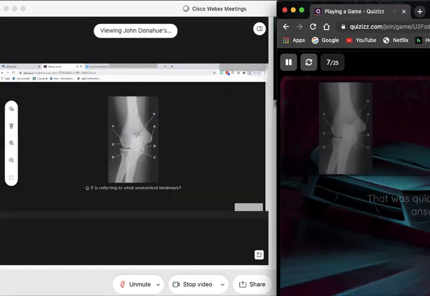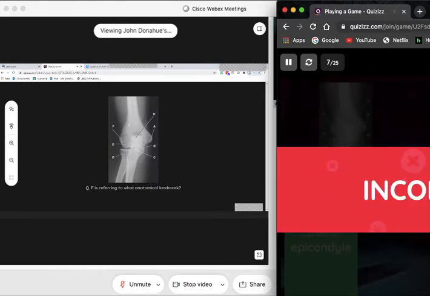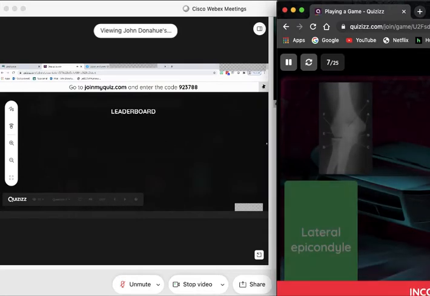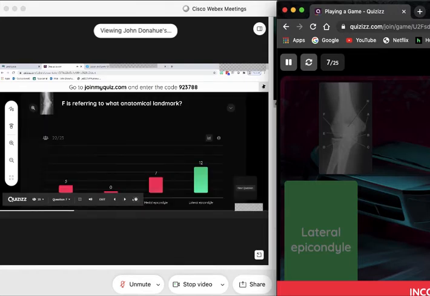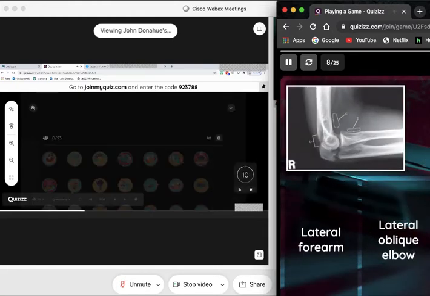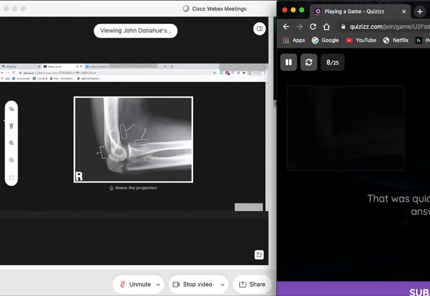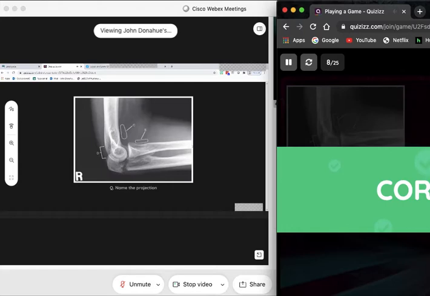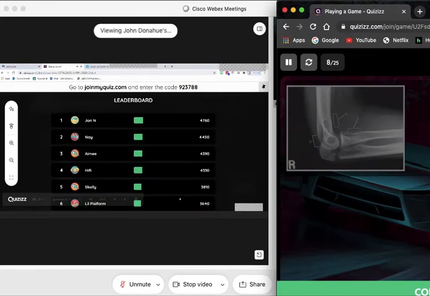F is referring to what anatomical landmark? I hope it was a medial, not the lateral. It was a lateral, wasn't it? That is the lateral epicondyle. Lateral epicondyle. Name the projection. That's going to be a lateral elbow. Lateral elbow.